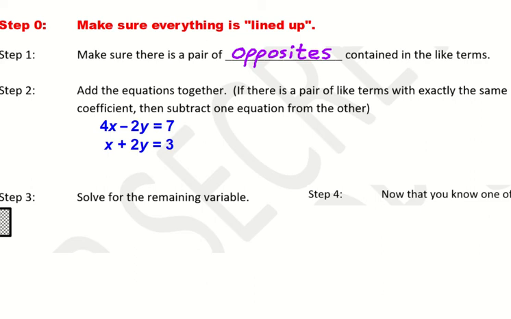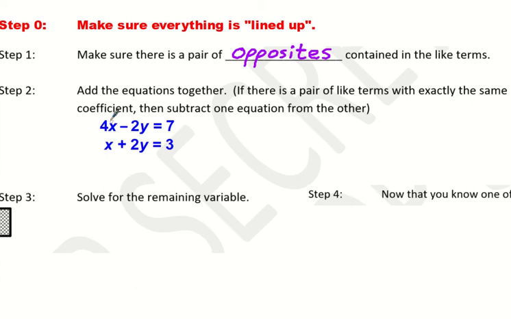Because when we add the two equations together, we want either the x's to be opposites and cancel each other out, or we could also have the y's be perfect opposites of each other so that when you add the equations together, they will cancel each other out. So let's look at our system we have right here.